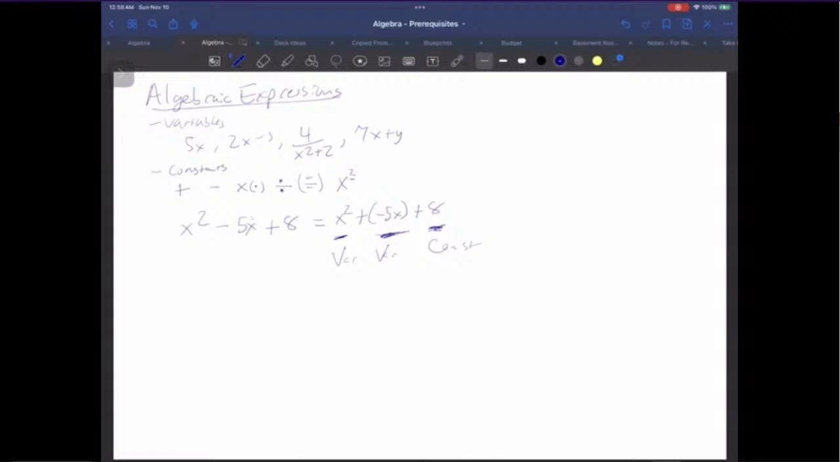The numerical factor of a variable term is called the coefficient of the variable term. So in this case, although you don't see it, there is a numeric factor here. That's a 1. But it's invisible. But the coefficient of this one is 1. The coefficient of this one is negative 5.